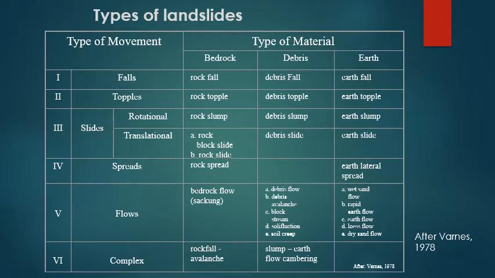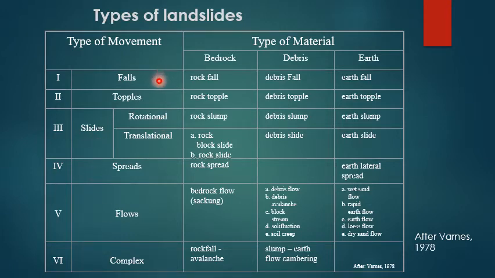Classification of landslides. This table is authored by Barnes. He introduced this classification in 1978. From then on, many authors use this classification to describe or classify landslides. Barnes based his classification on two main parameters, type of movement and the type of material involved. He showed several mechanisms here: falls, topples, slides, spreads, flows, and complex types.